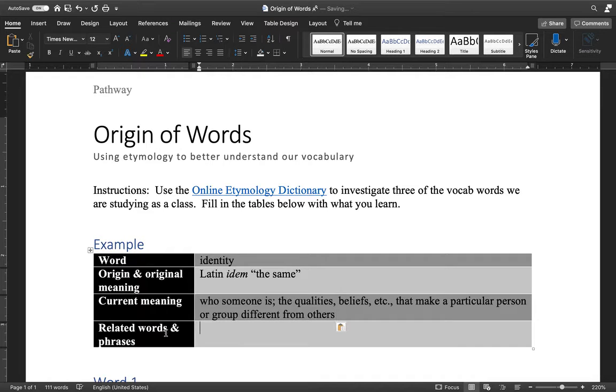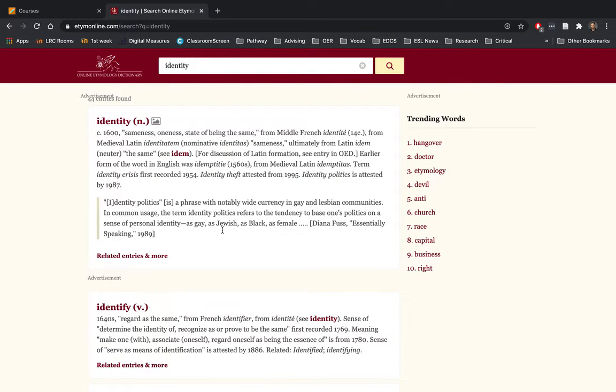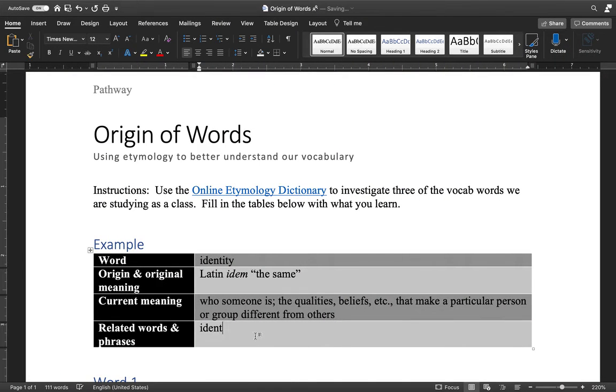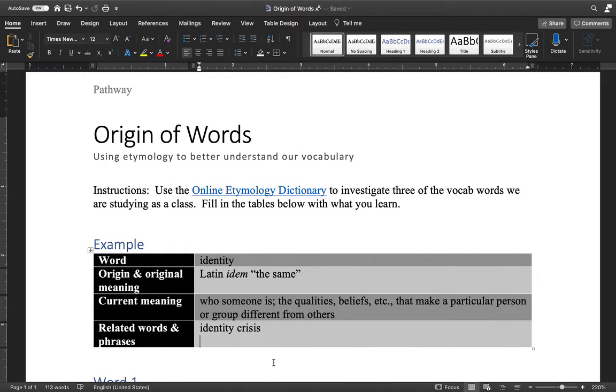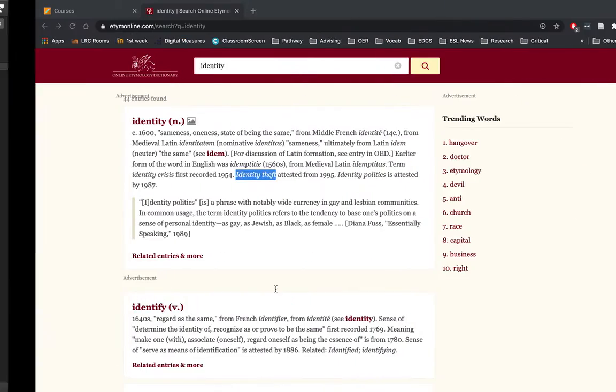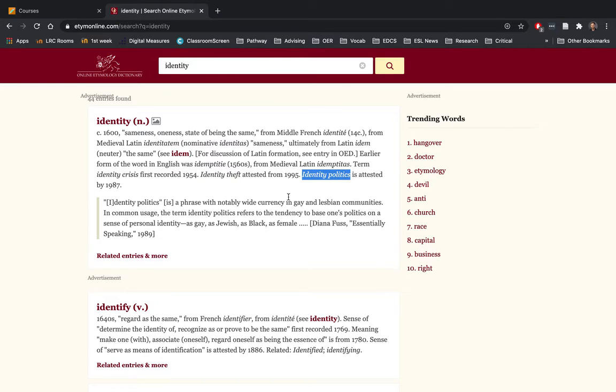And so finally, related words and phrases. If you do some looking around in this etymology dictionary, you'll find related phrases and related words. Sometimes that could mean it's the word family, and sometimes it could just mean specific uses of this word. As I read this entry here, I start to get to the term identity crisis, first recorded in 1954. So I'll put that one in there. Identity crisis. Identity theft, attested from 1995. And I also see identity politics.